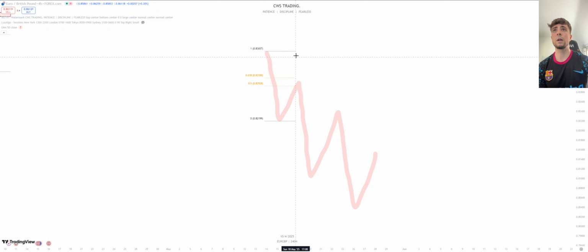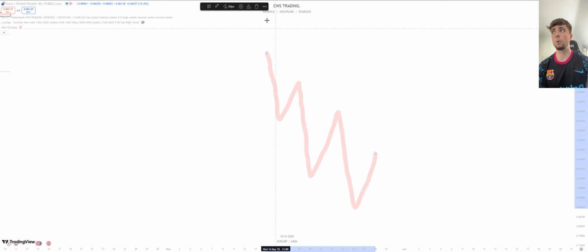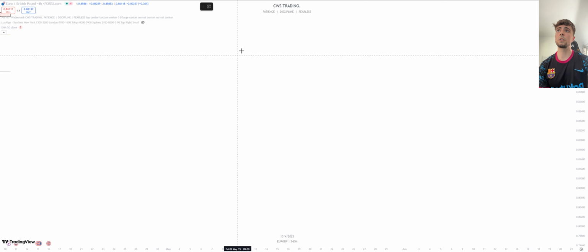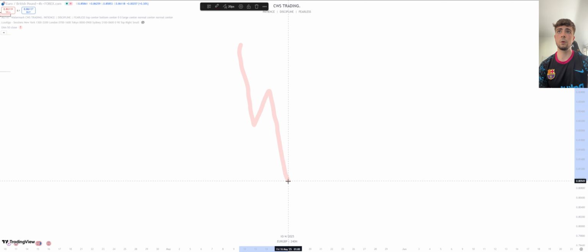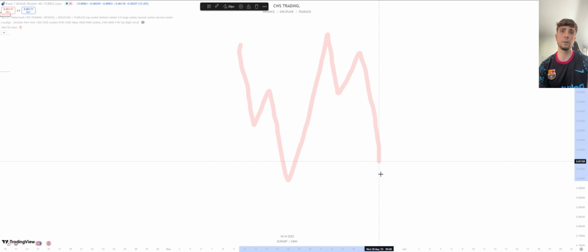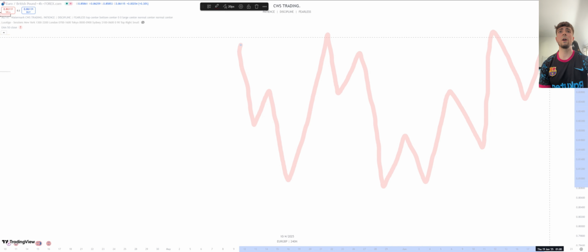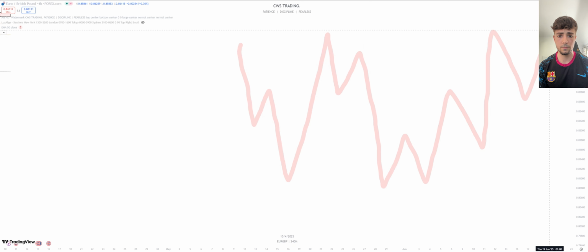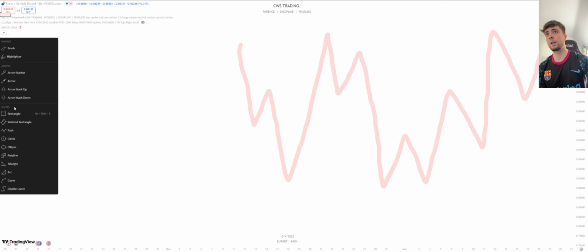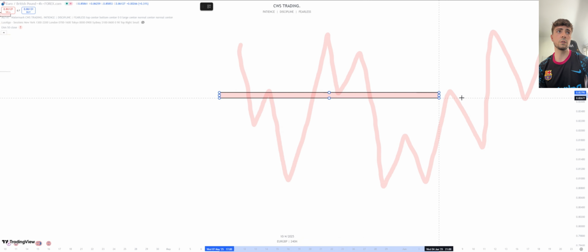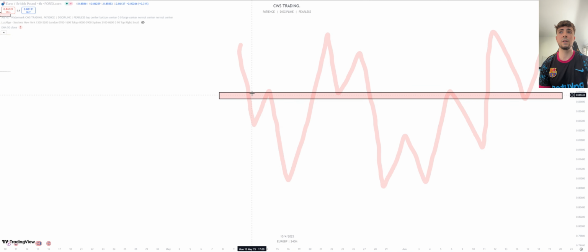So now if we look at support and resistance zones quickly, so let's say the market's doing a bit of this, bit of this, bit of this. Okay, where is that support and resistance zone? I'll give you 2 seconds. The support and resistance zone, so market is respecting this zone. It keeps tapping into this zone.